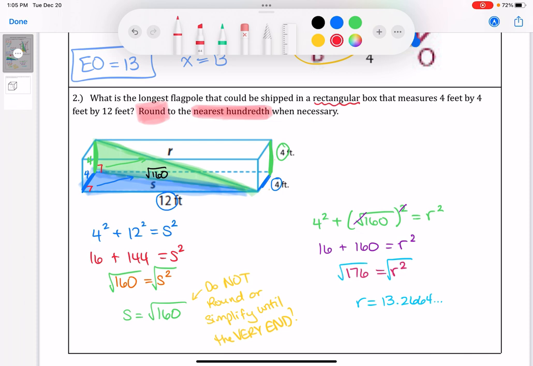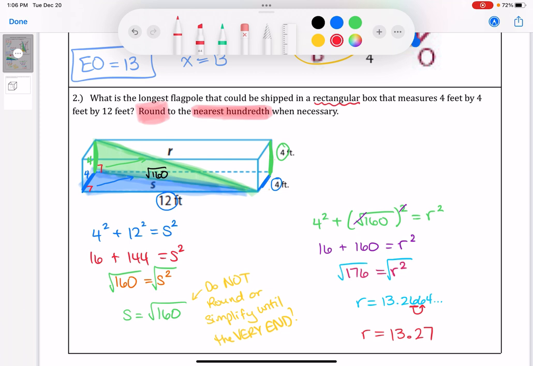Now this says that I want to round to the nearest hundredth. Hundredth is 2 decimal places. So I want to have 2 decimal places when I'm finished. So this first 6 is going to look at the next one, and it's going to say, should I stay as a 6 or should I round up to a 7? Since this is 5 or above, it's going to round up. So r equals 13.27.